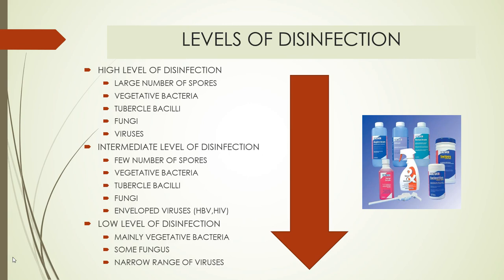So there are low, intermediate, and high levels of disinfection. Lower levels of disinfection will remove most bacteria. It will destroy some fungi and will be effective for some viral organisms. Intermediate levels of disinfection will remove some spore-forming bacteria. It will kill most vegetative bacteria, tuberculosis organisms, fungal organisms, and enveloped viruses such as HIV virus or hepatitis B.